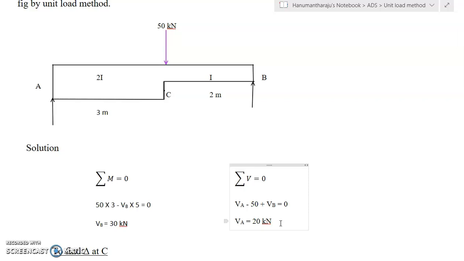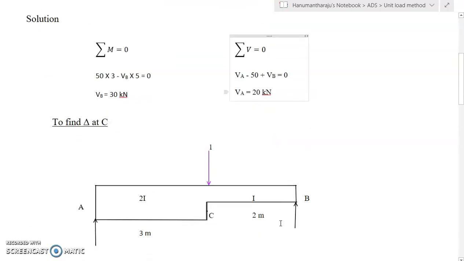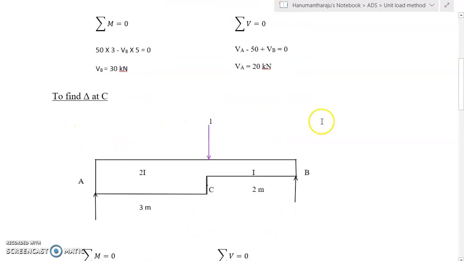Now, to find the deflection under point C, we need to remove all the external load. The external load is removed and a unit load is applied at point C. Now, in this simply supported case, once again we need to find the reactions of this simply supported beam subjected to a unit load.